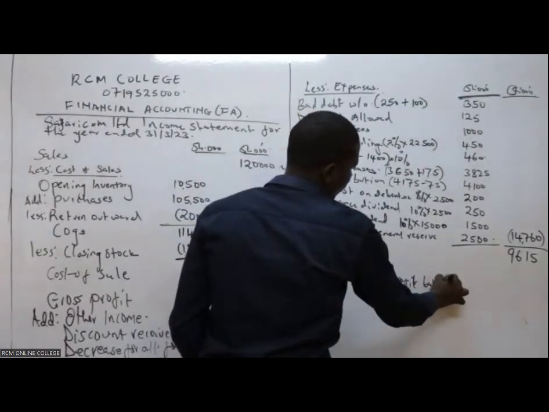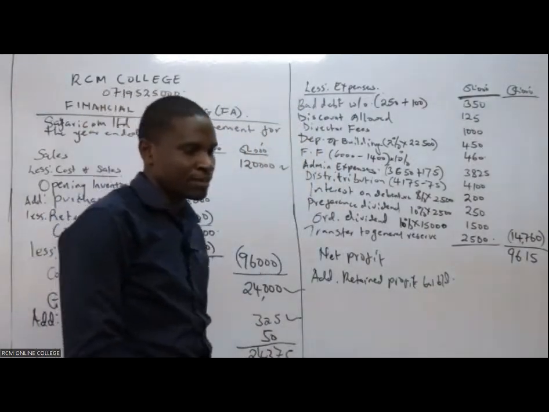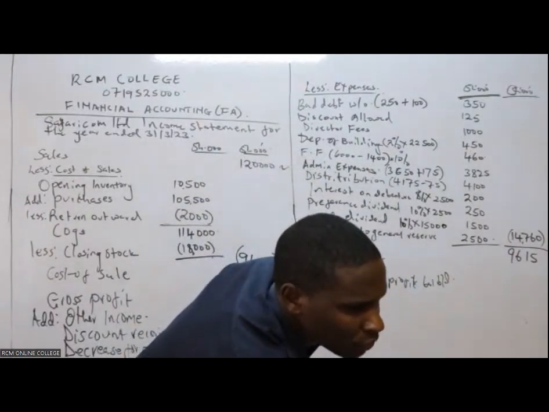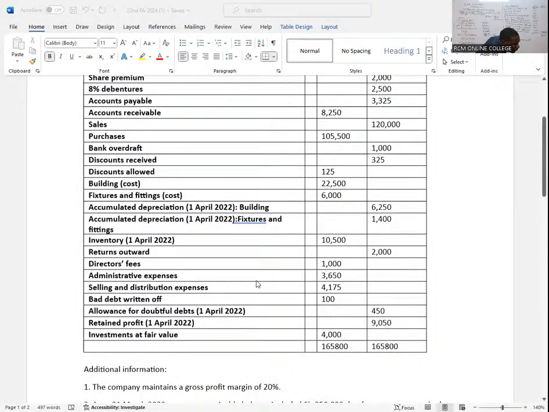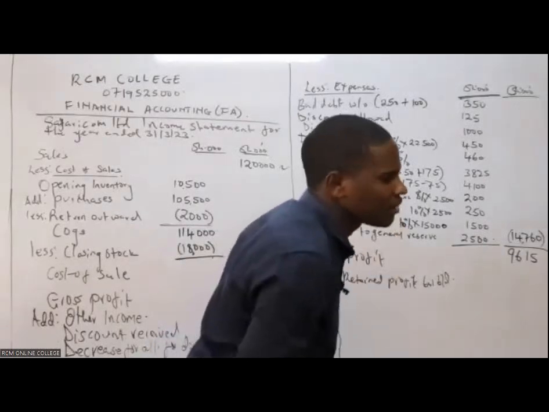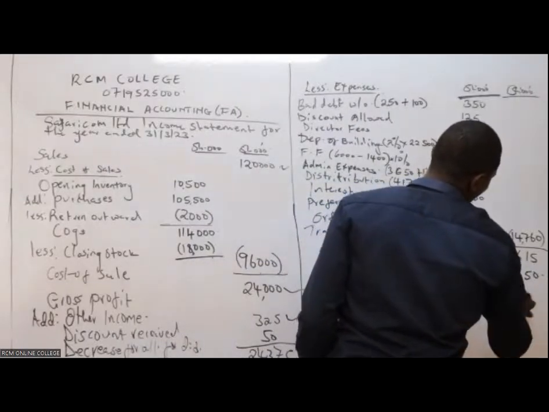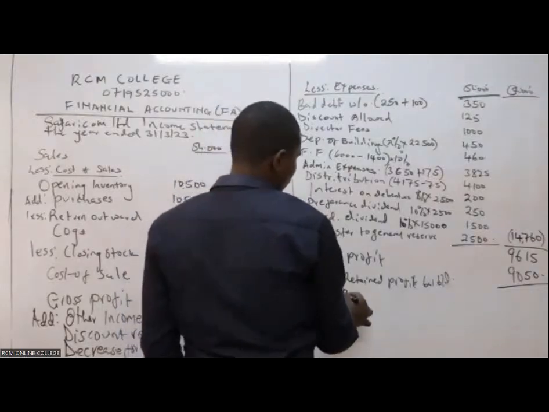balance brought down. The retained profit balance brought down, class, we shall get it. Let me share this question. Retained profit balance brought down. Can you look at the second last item, investment at fair value, and then we have retained profit as at first of that. How much is the retained profit? Can you see 90, 50? So that now we get profit for the 90, 50.